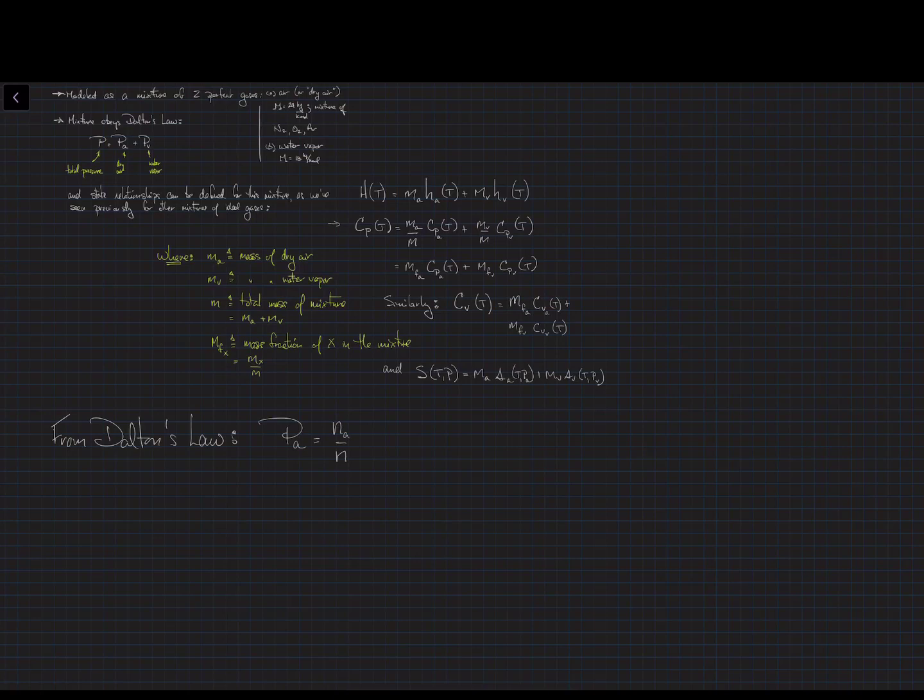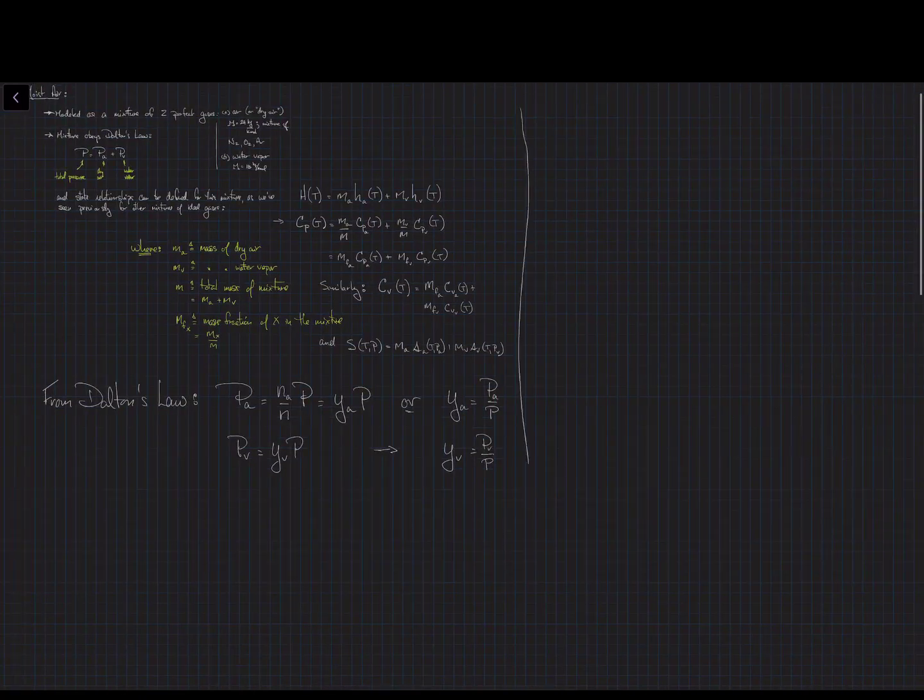So back to Dalton's Law. Recall that Dalton's Law states that the partial pressure of a gas in a mixture is equal to the mole fraction of that gas times the total pressure of the mixture. And if we rearrange that, that tells us that the mole fraction of the constituent, say constituent air, is going to be equal to the partial pressure of air over the total pressure. And similarly for the water in the constituent as well.